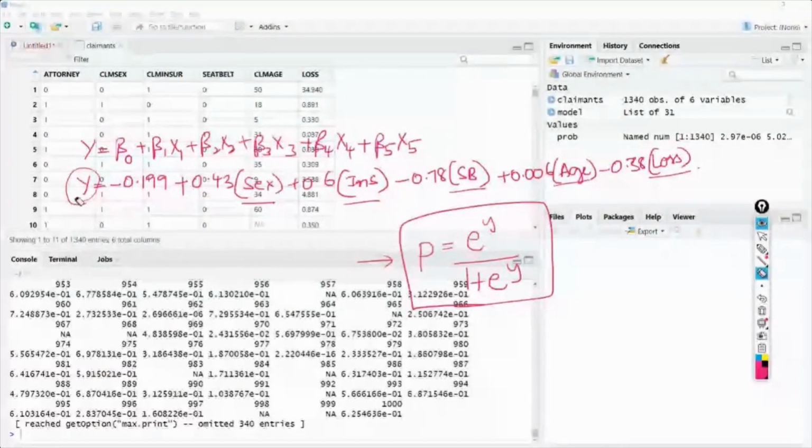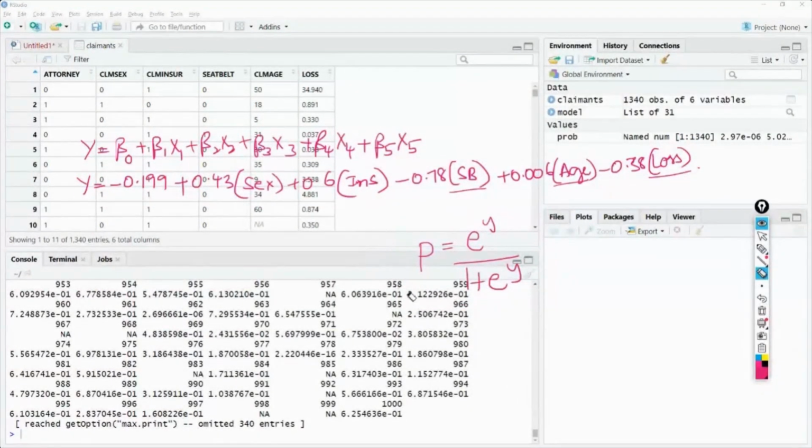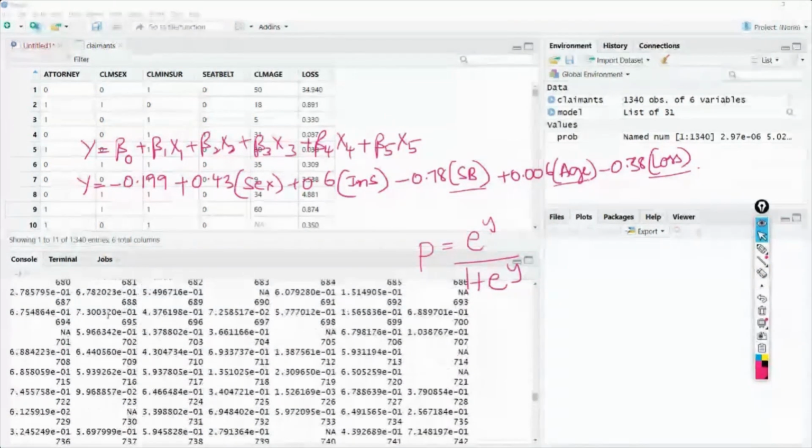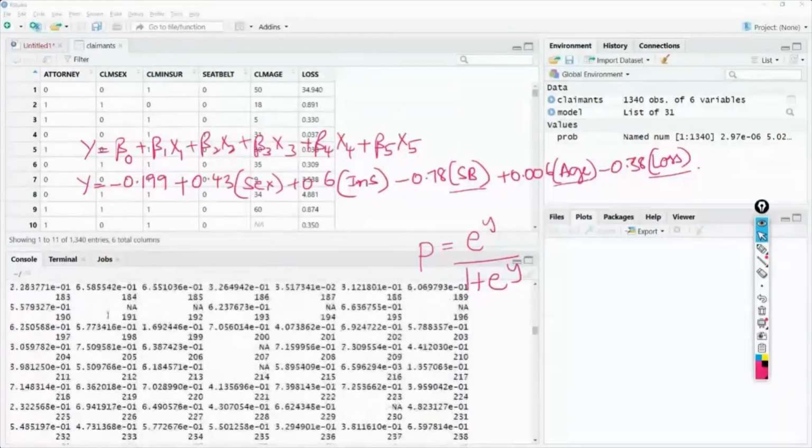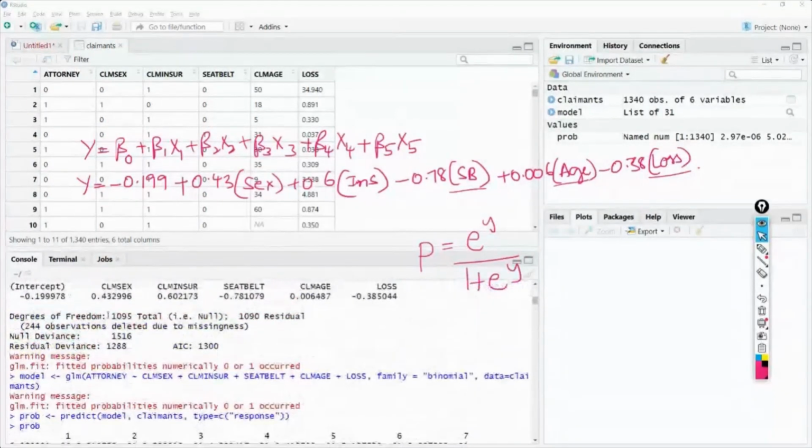You get all the probability values. I'll just ensure that too much of it doesn't look messy. Okay, fine. So let me go here and show you what has exactly happened.